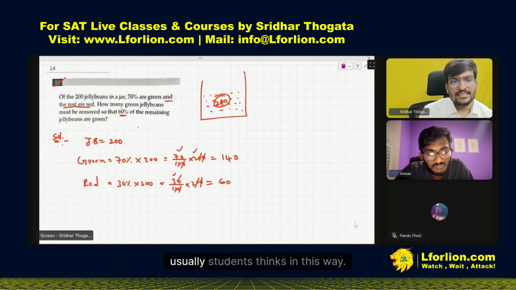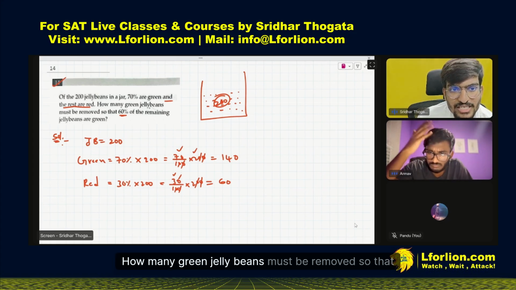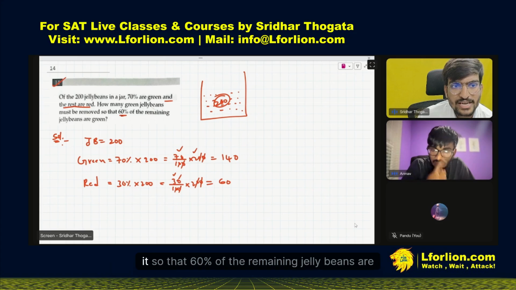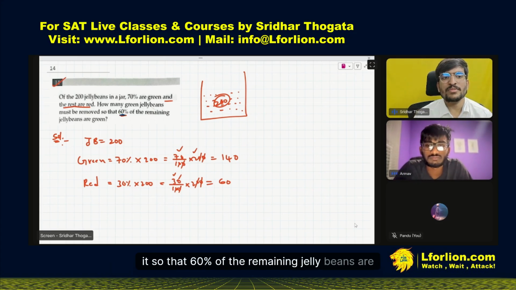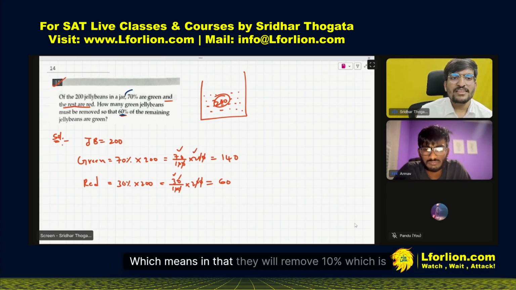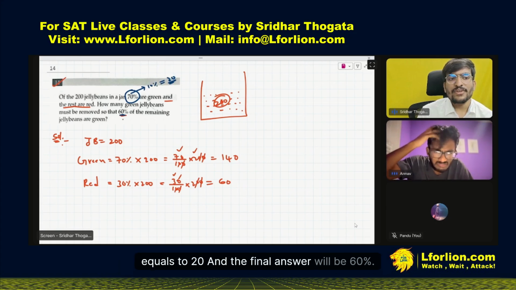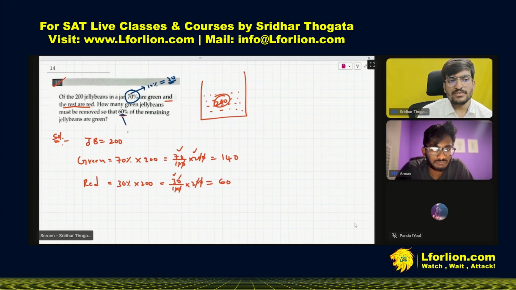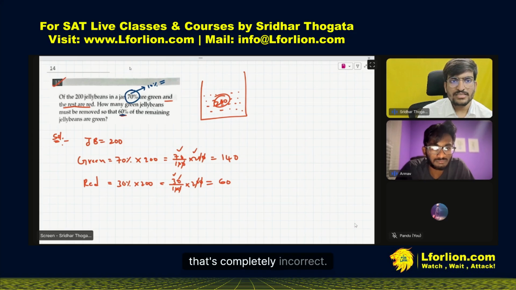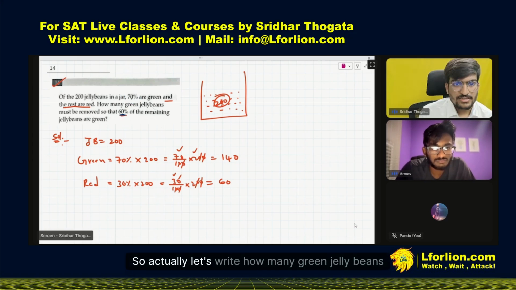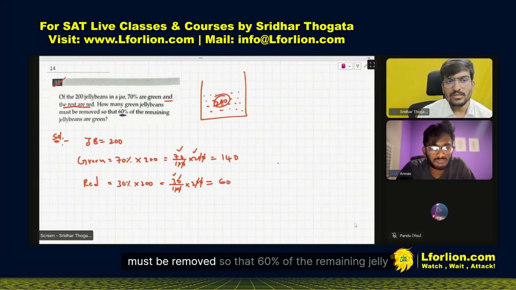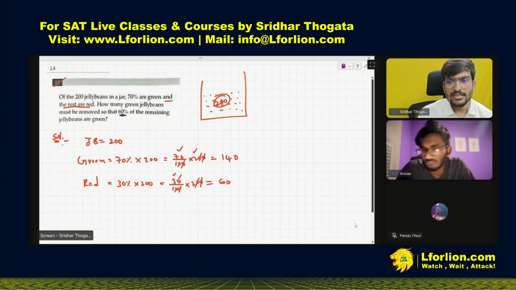See, usually students think in this way. How many green jelly beans must be removed so that 60% of the remaining jelly beans are green, which means in that they will remove 10%, which equals 20, and the final answer will be 60%. That's how they think. No, that's completely incorrect. So actually let's write how many green jelly beans must be removed so that 60% of the remaining jelly beans are green. So let me write it.